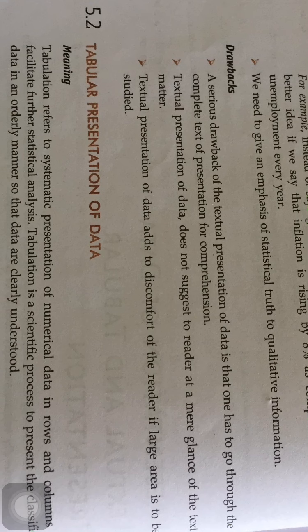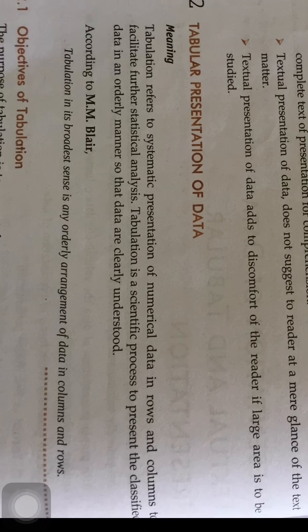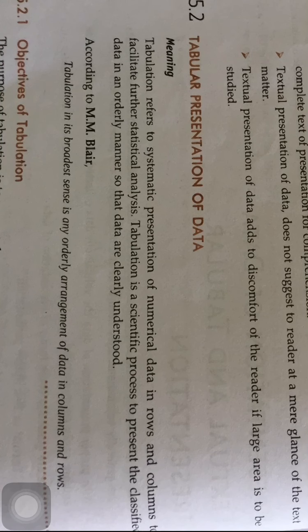Next is tabular presentation of data. Tabular presentation is the systematic presentation of numerical data in rows and columns. It facilitates further statistical analysis. Tabulation is a scientific process to present classified data in an orderly manner so that data are clearly understood.